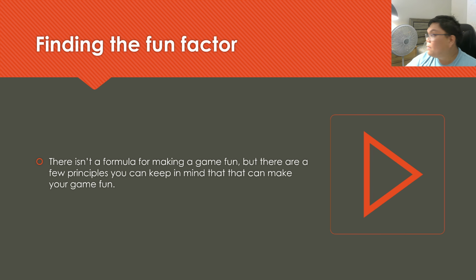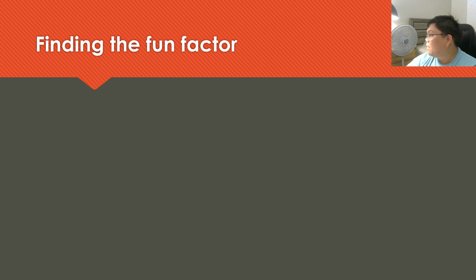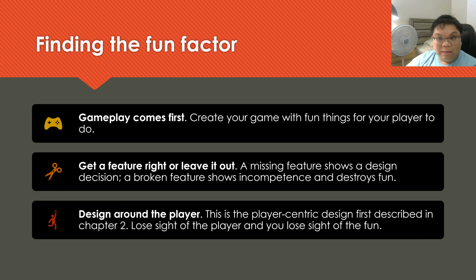There isn't a formula for making a game fun, but there are a few principles you can keep in mind, such as gameplay comes first. Have something fun for your player to do. Otherwise, what's the point of playing the game? Get a feature right or leave it out. If you have an idea for a feature, but you are struggling to get it to work, stop wasting time trying to get it to work, cut it out, and maybe one day you can find time to add it back in as a version 2 of your game.